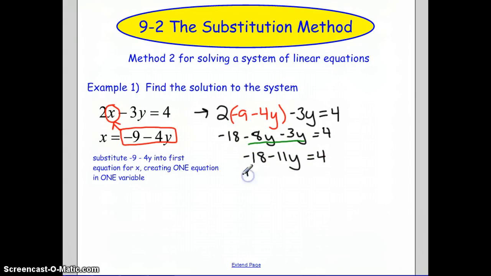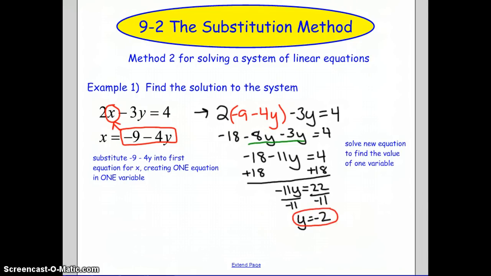Then, next step is to add 18 to both sides of the equation. And we get negative 11y equals 22. Divide by negative 11 on both sides. And we get that y equals negative 2.